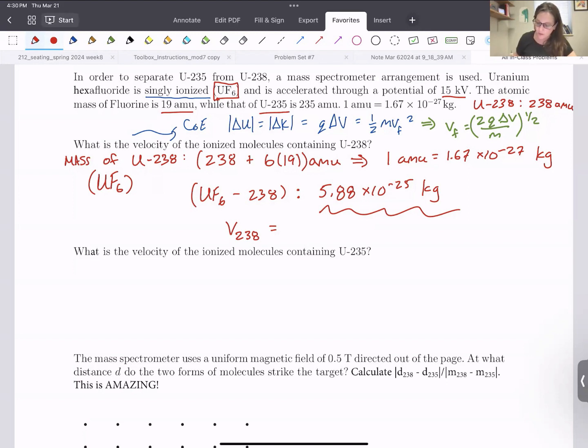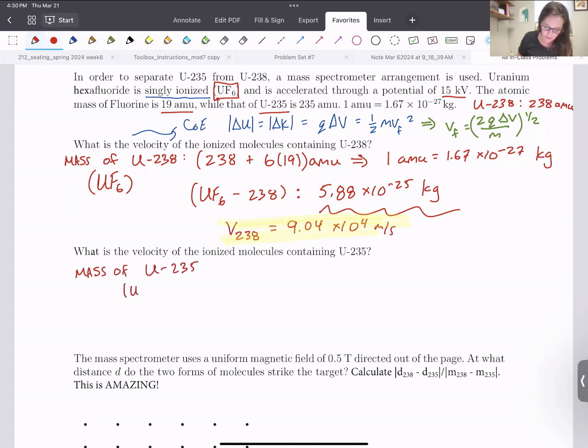So I'm going to just plug that in, and again, it's singly ionized, so I'm just using the charge on one electron, and I get 9.04 times 10 to the 4th meters per second. So pretty fast, as we'd expect. I'm going to go ahead and highlight that because I know I'm going to use it when I get to the magnetic field stuff.